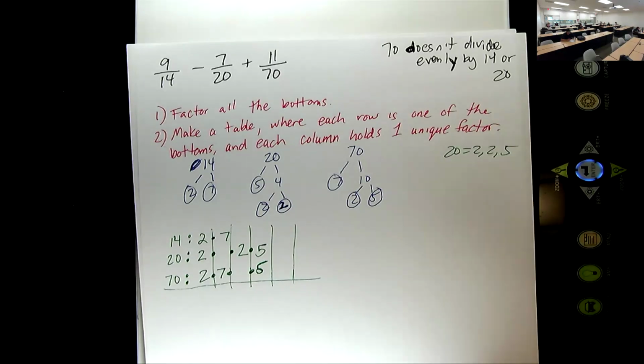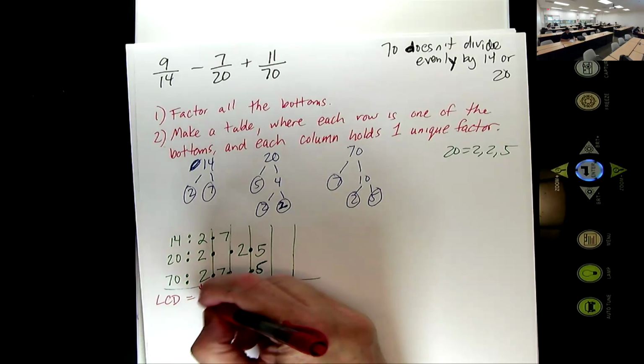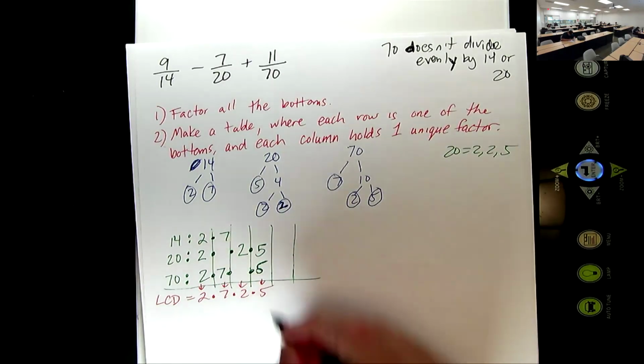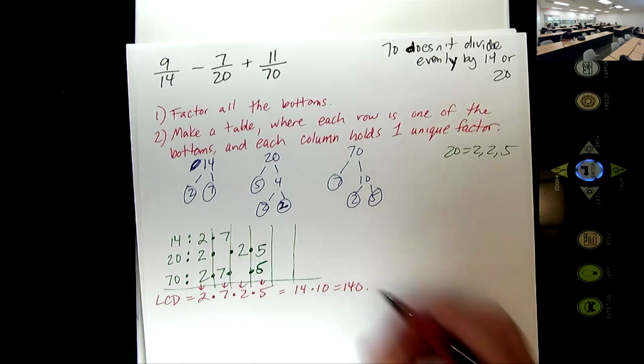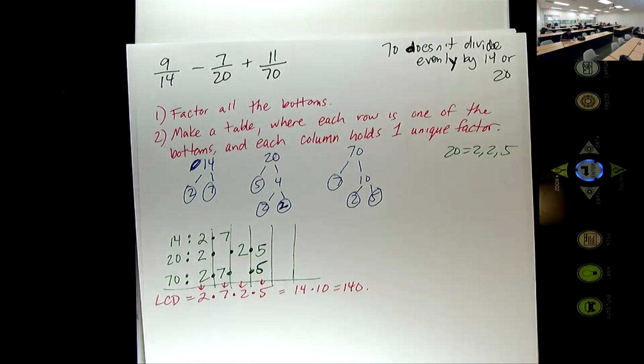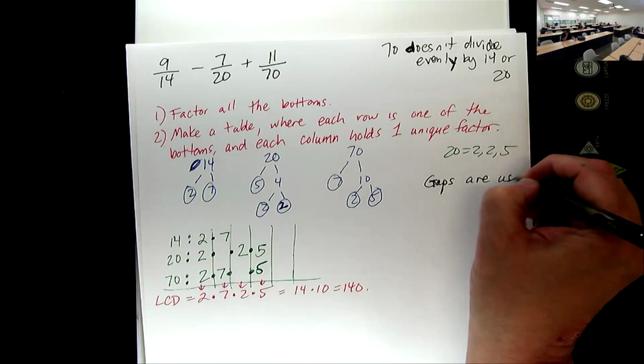And when we do this, the LCD is just one from each column. It equals 2 times 7 times 2 times 5. That is 14 times 10, or 140. And if you want to do this where each column is like that, we get the LCD and the gaps are used to figure out what to multiply by.